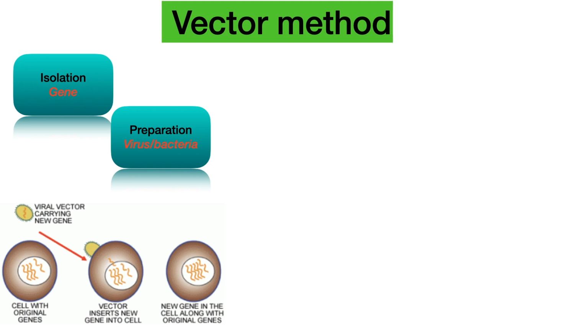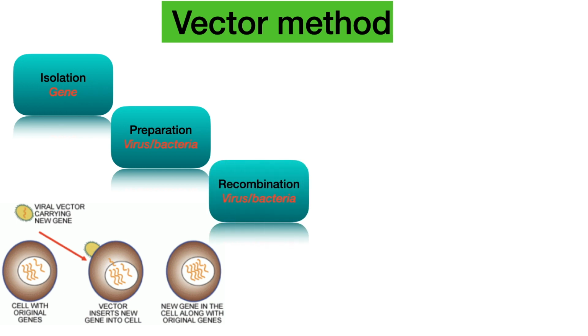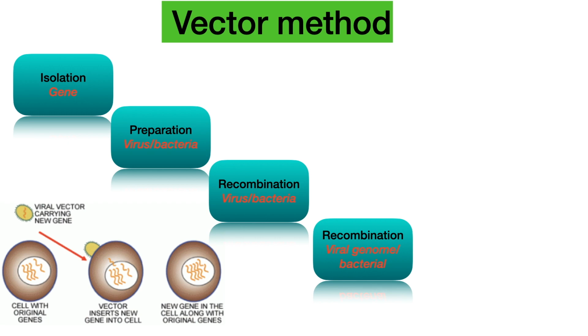Viral cells are most common for the vector method, but sometimes we use the bacterial cell as well, and we introduce them and let it recombine. The vector cell, either bacterial or viral, after introducing the isolated gene or isolated DNA of interest, will let it grow inside that cell, and it will carry the different genetic material into that cell.